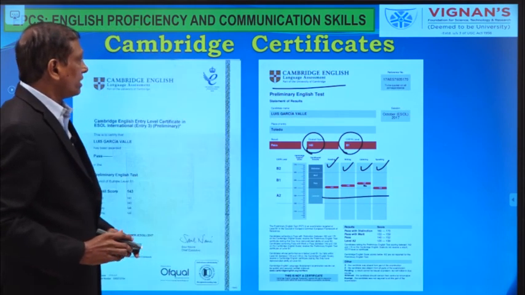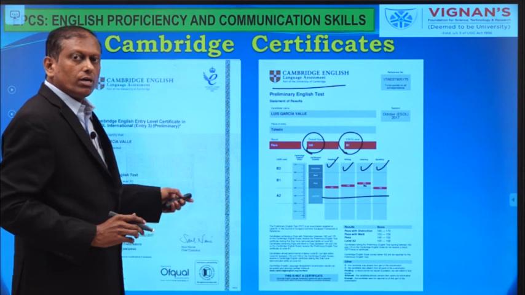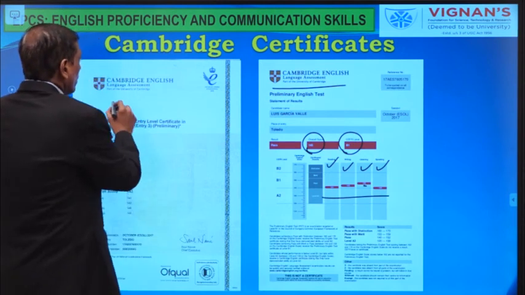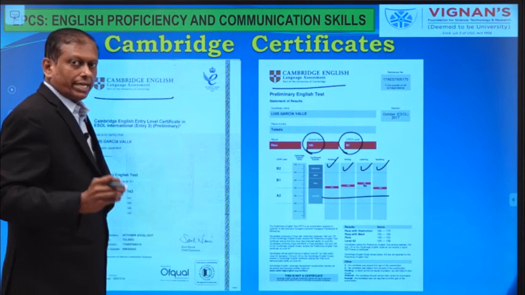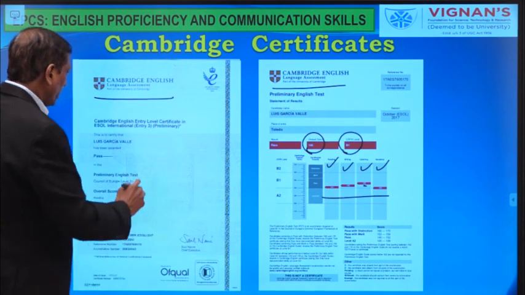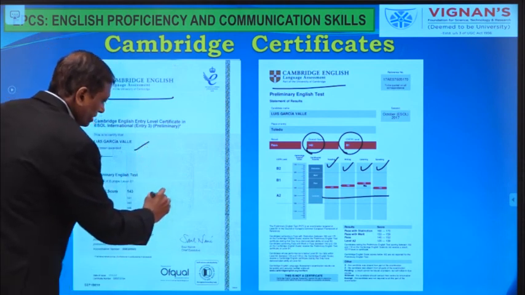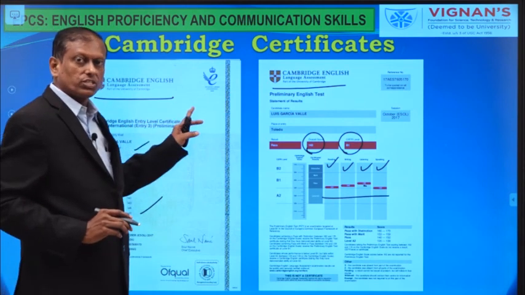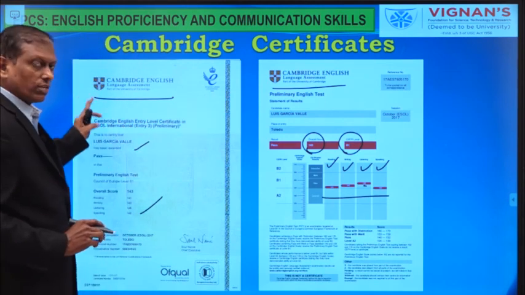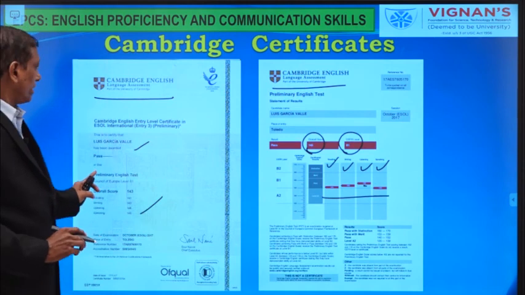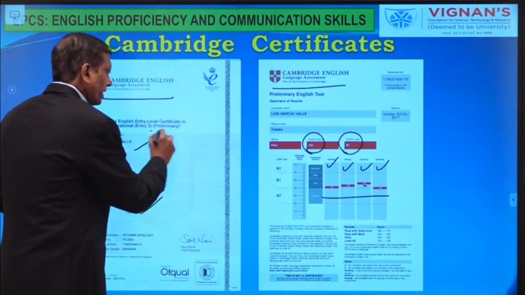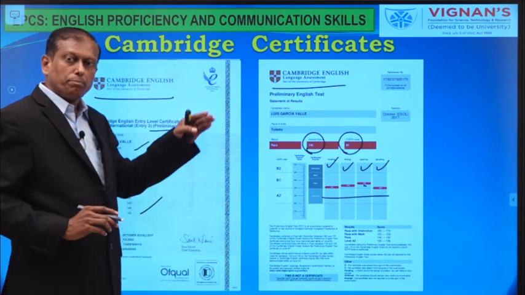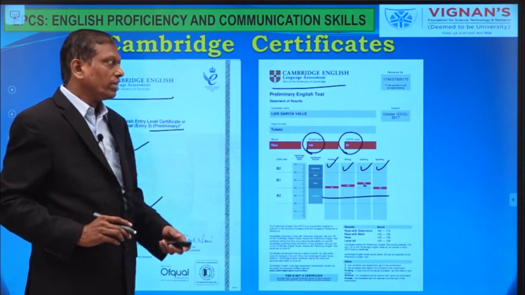And after that, as a center for conducting Cambridge examinations, we receive the printed certificate from Cambridge with the name of the student and the scores mentioned in the certificate, that you receive Cambridge certification for your English language proficiency. And this is the B1 level certificate, preliminary, and similarly you will receive a certificate at B2 level in the 3rd year of engineering.